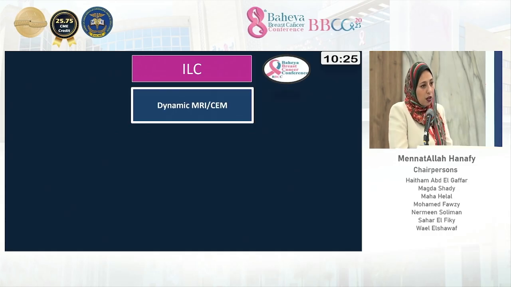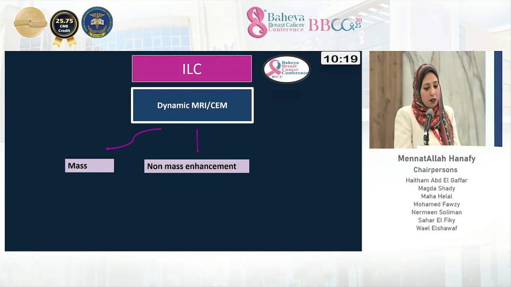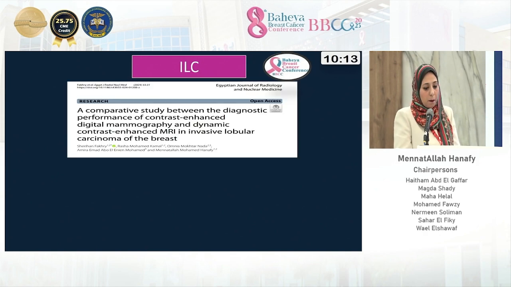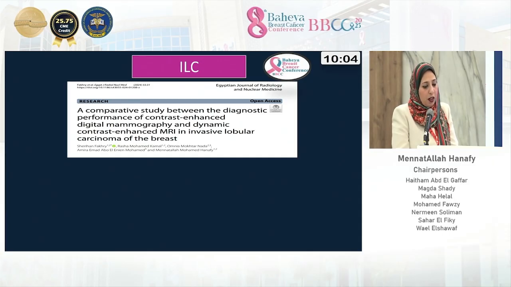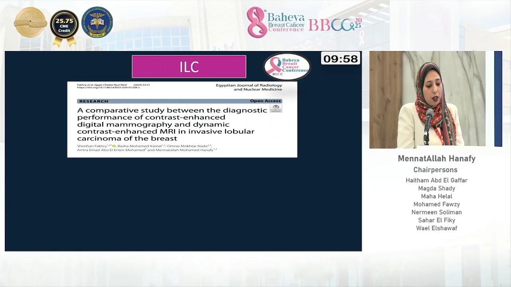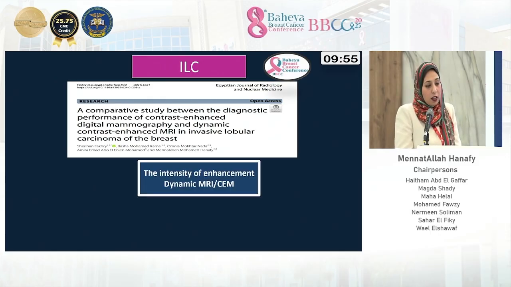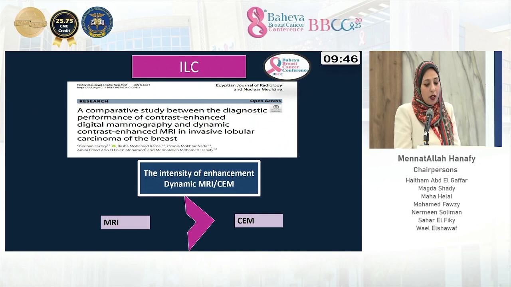Dynamic MRI and contrast-enhanced mammography usually show invasive lobular carcinoma as mass, non-mass, or enhancing foci, or more than one enhancement pattern. A study performed in 2024 about the performance of contrast mammography and MRI in invasive lobular carcinoma, published by our professors, Dr. Rashad, Dr. Umnaya Mukhtar, and Dr. Shari Fakhri, regarding intensity of enhancement in dynamic MRI and contrast mammography: the MRI showed significantly higher intensity of enhancement in invasive lobular carcinoma compared to contrast mammography.